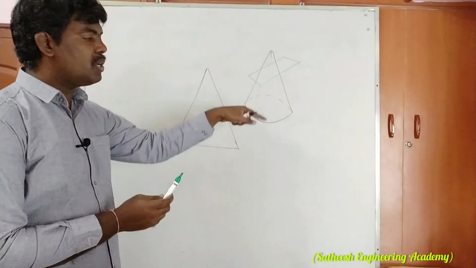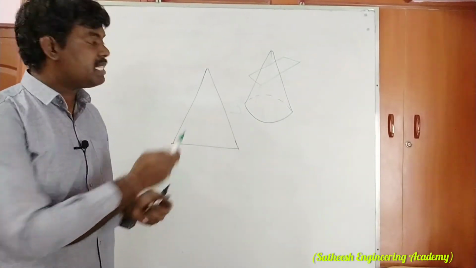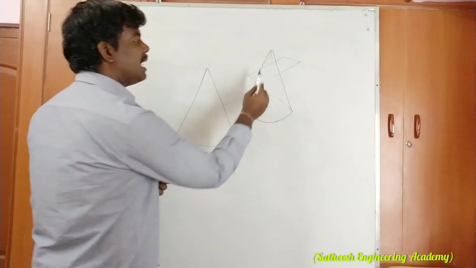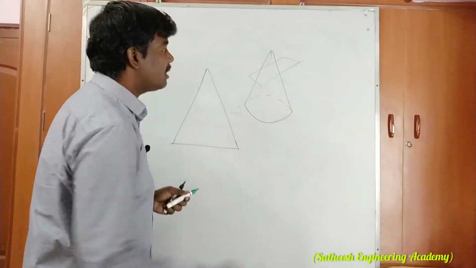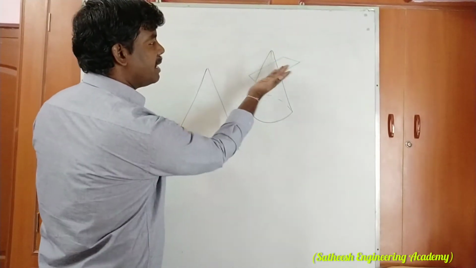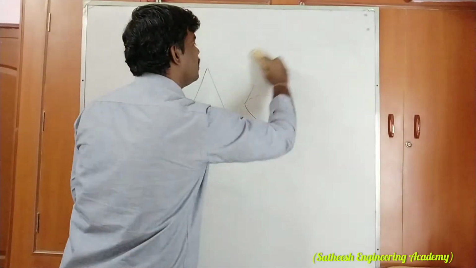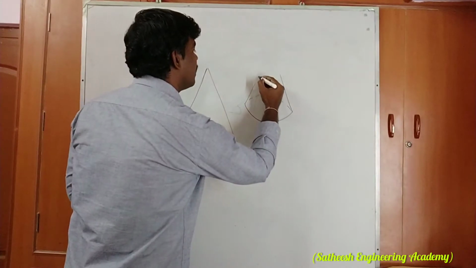The circle you want to divide into n equal parts. For example, 8 equal parts means 8 generators, 12 equal parts means 12 generators. Therefore, a cutting plane cuts all the generators of the cone. This is the cutting plane. It cuts that cone, you remove that top portion. What do we get?